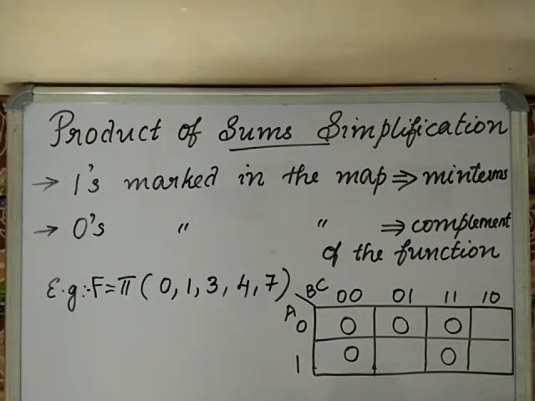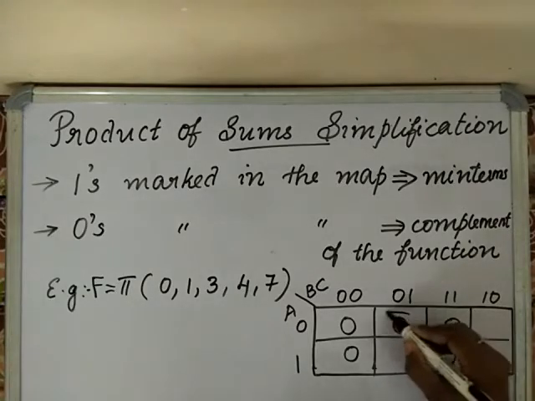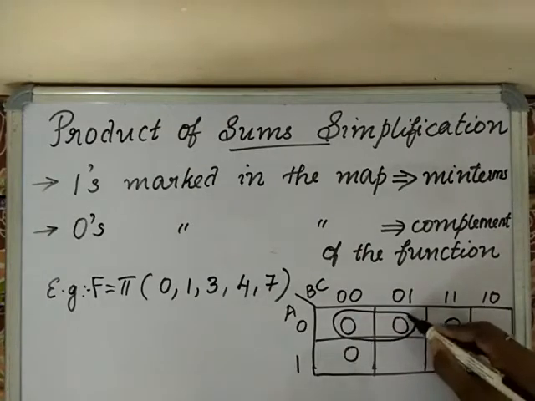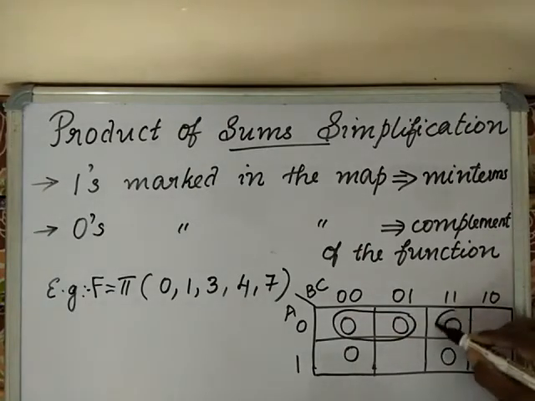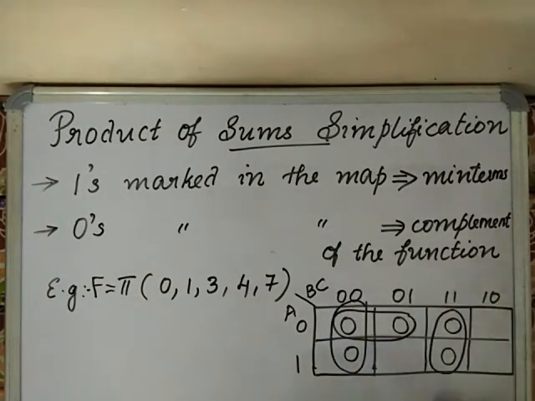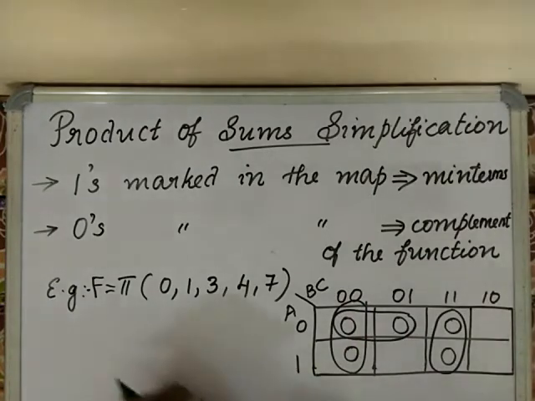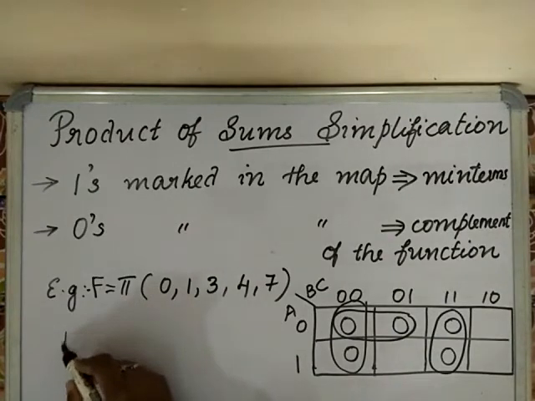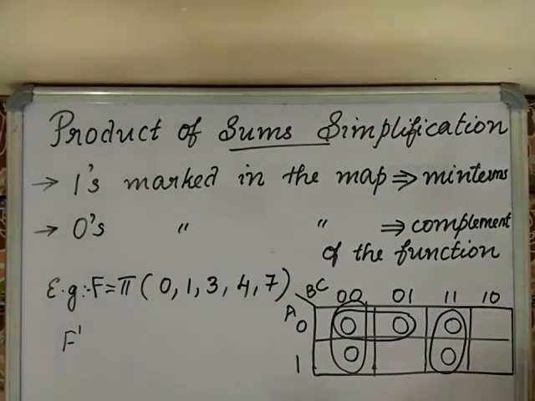Here, adjacent squares should have the value zeros. So let me combine these two. This is one group, this is another group, this is the third group. So now we have 3 groups. What we obtain from this K-map will be the complement, because as I mentioned earlier, the values represented with zeros denote the complement. So what we obtain is F complement.